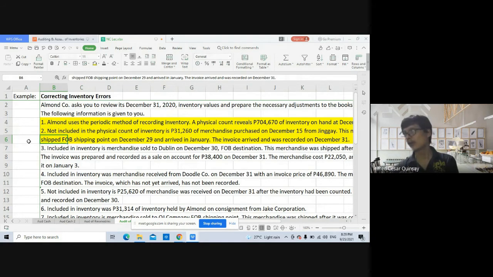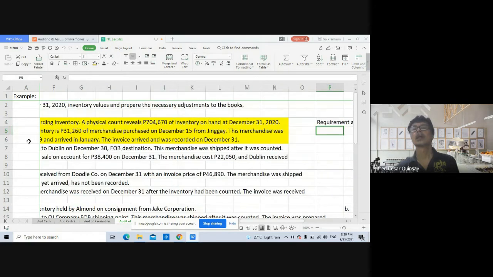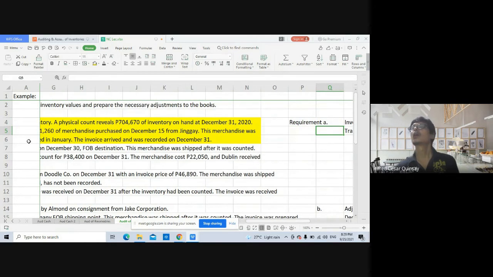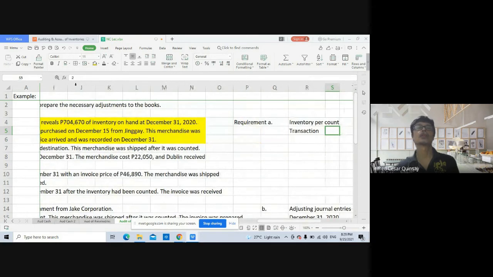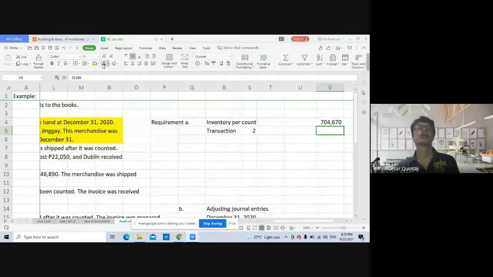When we say FOB shipping point, the title passes to the buyer upon shipment. So from the shipment itself, it is already ours, even if it reached us in January. These are the rights and obligations. So this is transaction number 2, for 31,260.